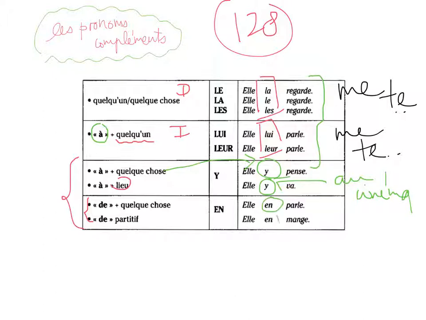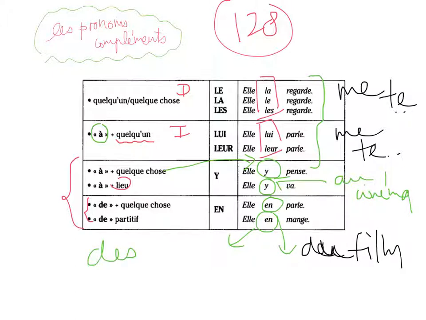Elle en parle. En would be du film. She's talking about the movie, right? Du film. So because I use something with de, I need to use en. Elle en mange. Here, en could be des bonbons. Again, because I use something with de, I need to use en: elle en mange.